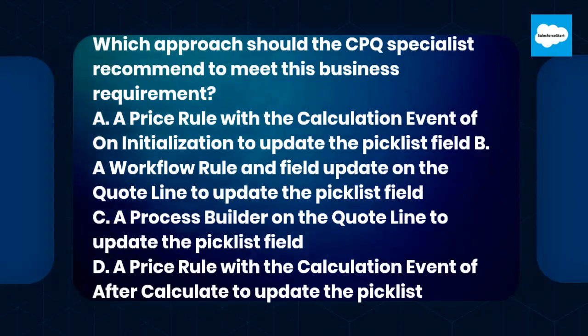A. A price rule with the calculation event of on initialization to update the pick list field. B. A workflow rule and field update on the quote line to update the pick list field. C. A process builder on the quote line to update the pick list field. D. A price rule with the calculation event of after calculate to update the pick list.